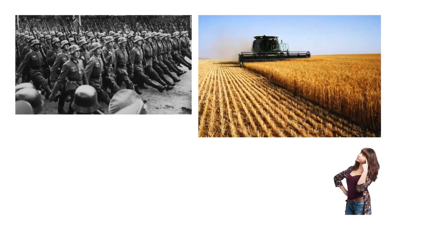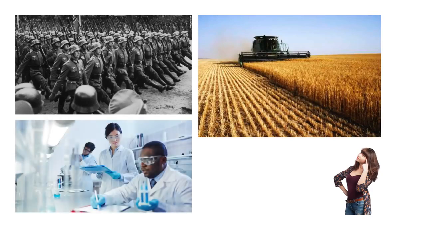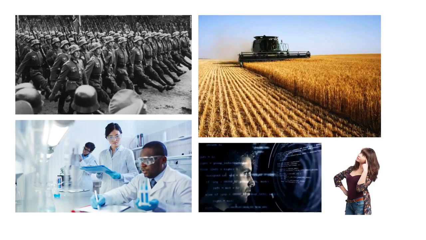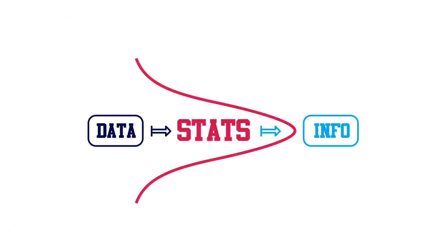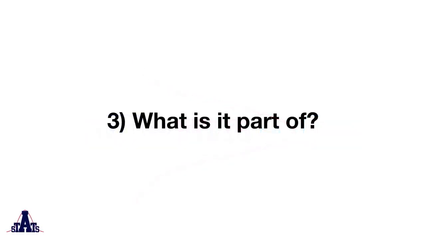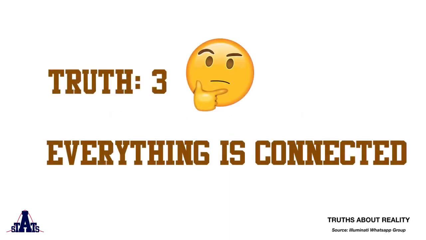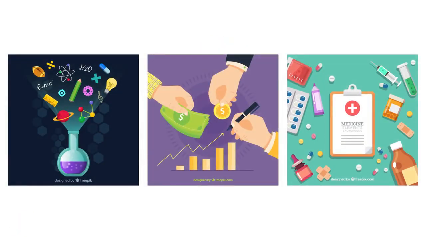And as we see, stats has helped end wars, it feeds the population, it creates drugs for us to cure diseases, it can get us our dream job. So stats is important. The next question, what does it do? Well, we've also gone in depth about that. Stats takes data and gives us information. The next question is to ask, what is it part of? And this comes back to that truth number 3. Everything is connected. So where does stats come into things? And there we showed it. Every major field of study that uses empirical evidence needs to rely on stats, whether it's science, finance, medicine, all of this stuff does depend on stats.